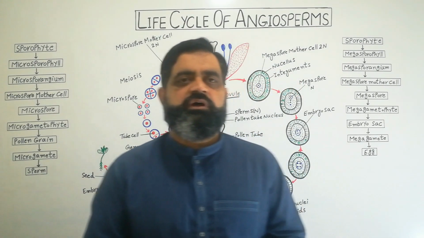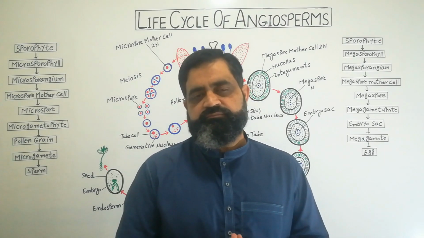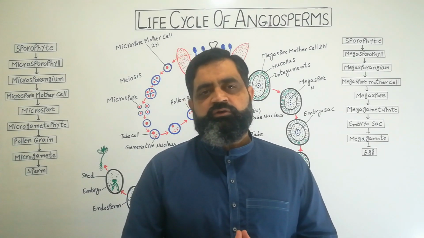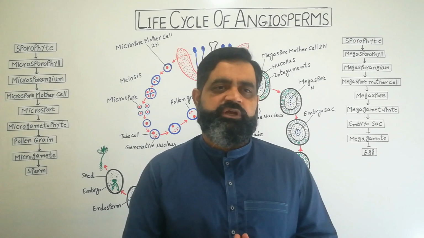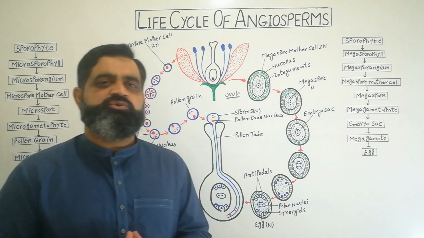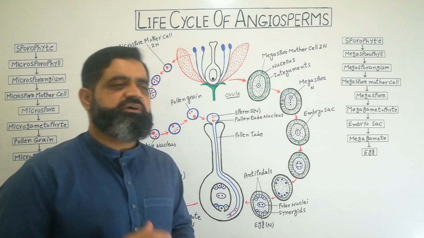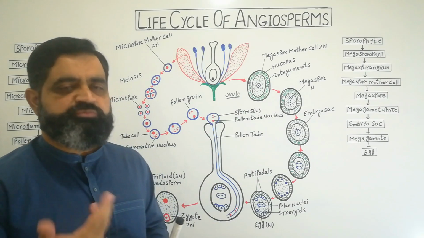So first of all, the angiospermic plant is known as the sporophyte. The sporophyte plant grows, and when it becomes mature, it bears flowers. First of all, I am going to explain a little bit of the structure of a flower. As you already know, the flower is a modified shoot of the sporophyte.